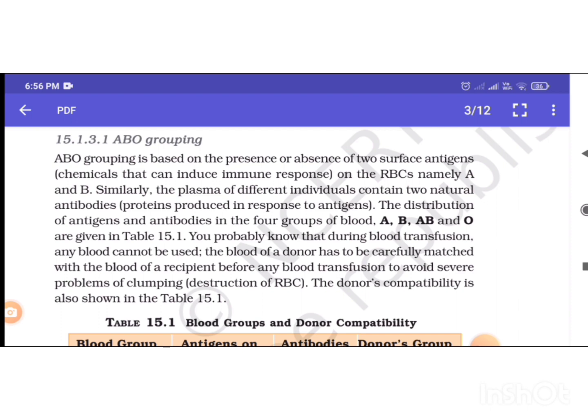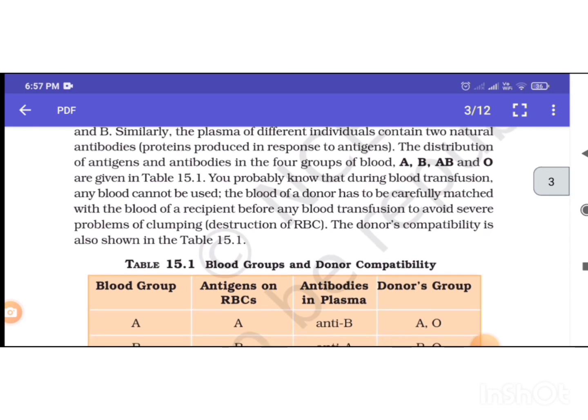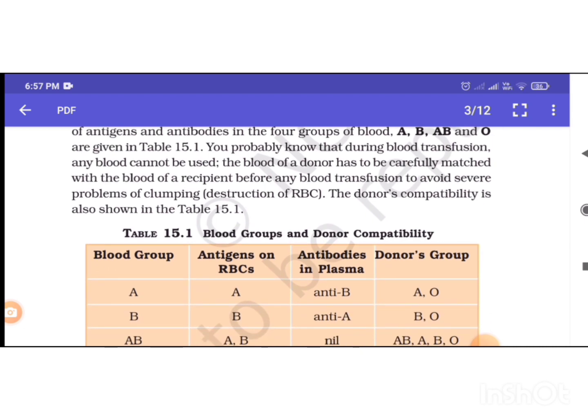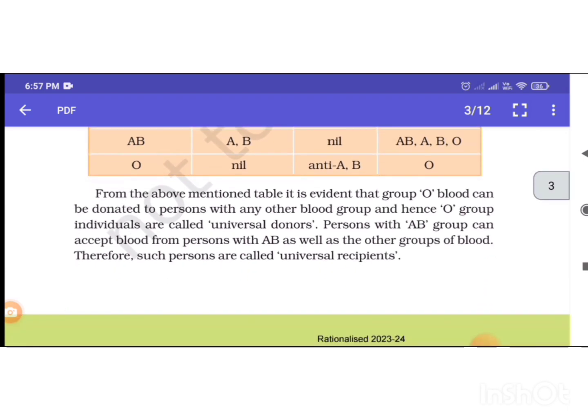You probably know that during blood transfusion, any blood cannot be used. The blood of a donor has to be carefully matched with the blood of the recipient before any blood transfusion to avoid severe problems of clumping, destruction of RBCs. The donor compatibility is shown.